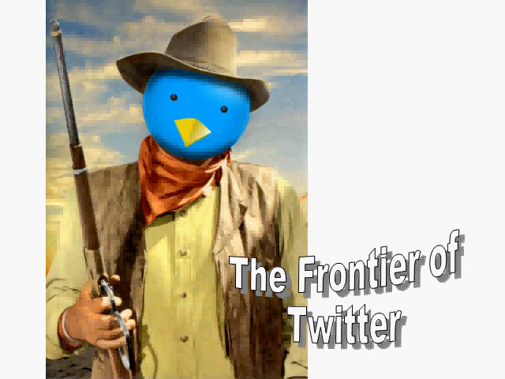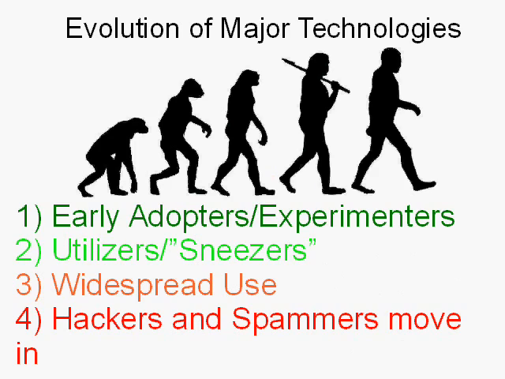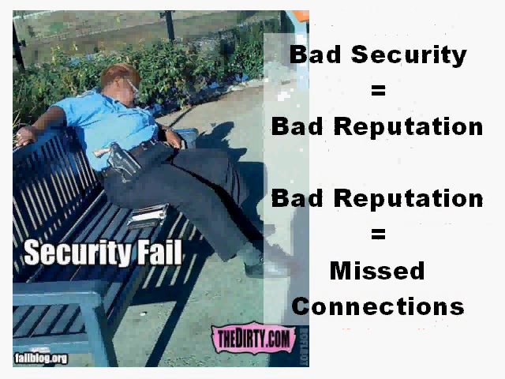Welcome to the frontier days of Twitter. We're in a time of thrills and action and adventure. It's an exciting time, but there are also some things that you need to look out for. Twitter's going through one of these major technology stages. First, there are the early adopters, then it spreads to the utilizers, the sneezers, and then into stage 3, widespread use. And stage 4, that's when the hackers and spammers move in and start taking over. And that's where Twitter is right now, stage 4.